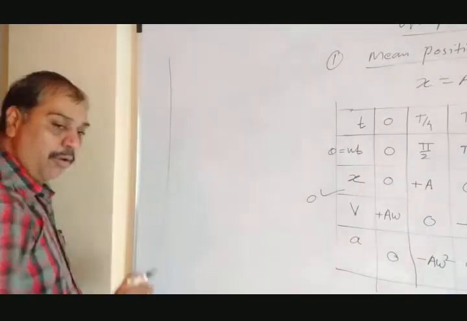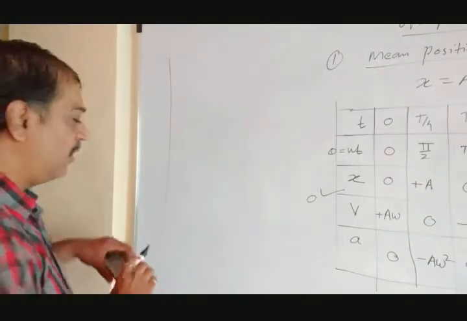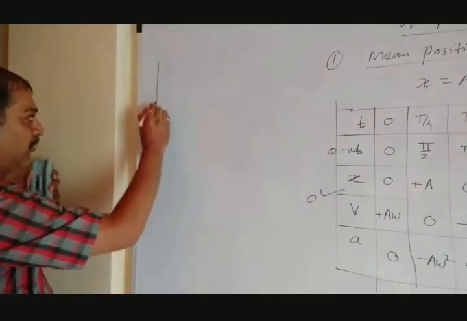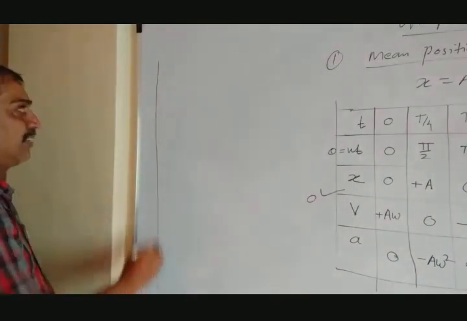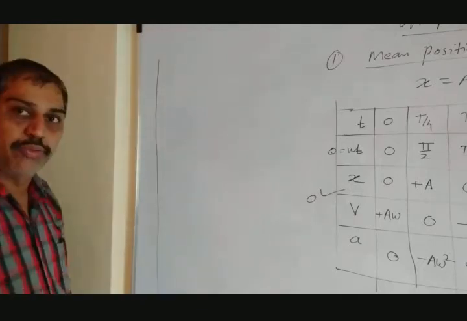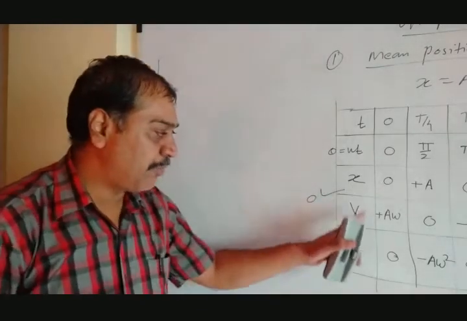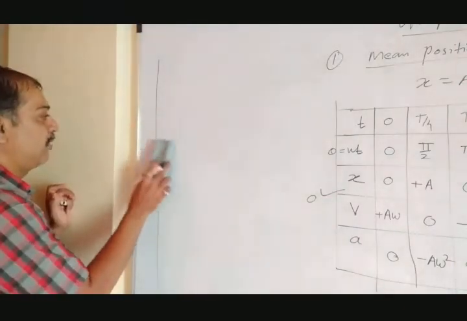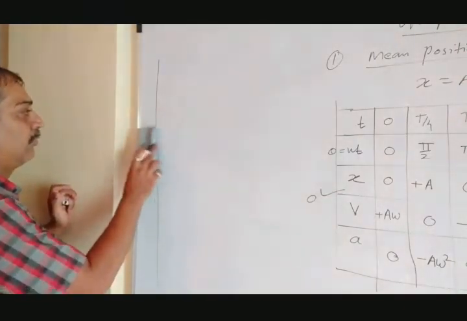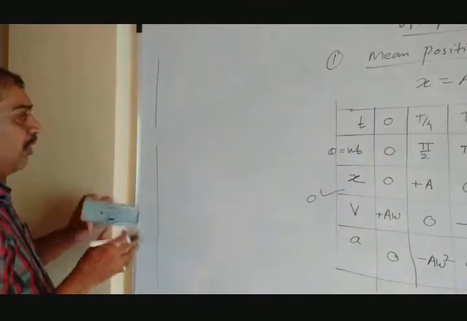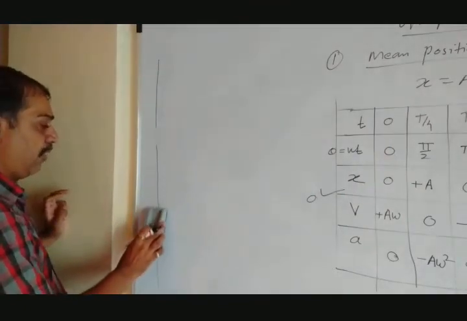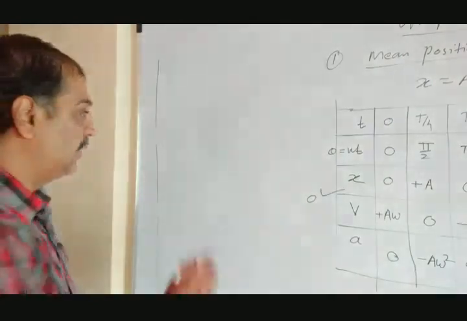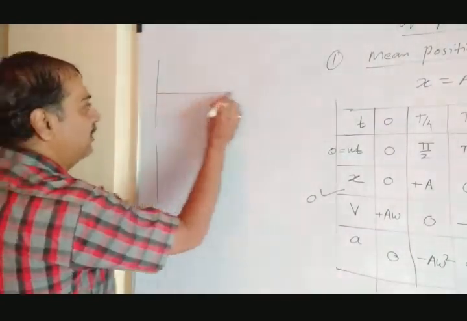A general line I have drawn. The general line we have to draw is the y-axis, let us say. Suppose this is the y-axis. We want to plot three graphs: displacement, velocity, and acceleration. So just make three parts. Suppose this first one is for displacement, the second one for velocity, and the third one for acceleration. Now take an x-axis from the center like this.